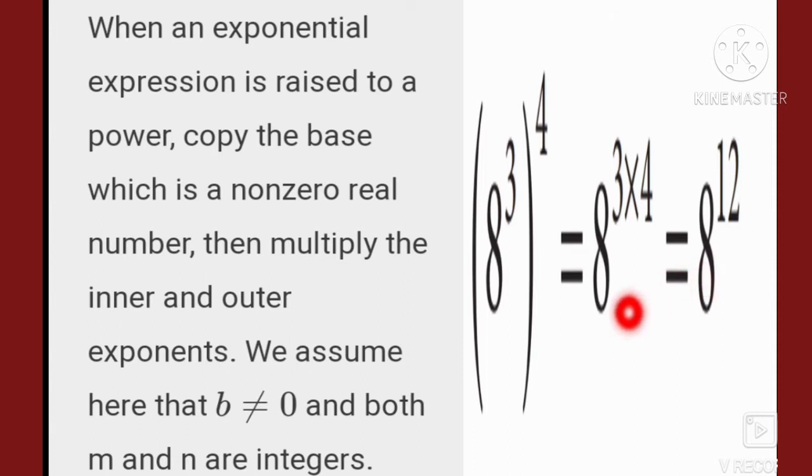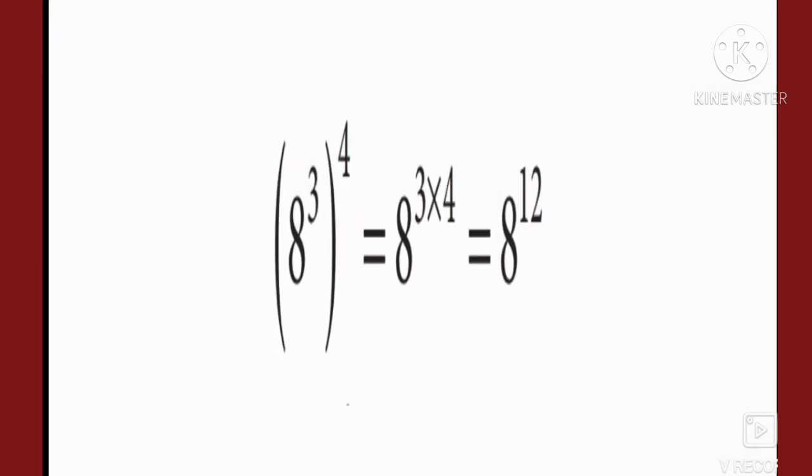We assume here that b is not equal to 0. The base is not equal to 0, which is a non-zero real number, and both m and n are integers. M and n, the exponents, are integers. A to the power 3 to the power of 4 gives a to the power of the product of inner and outer exponents, which gives a to the power 12.